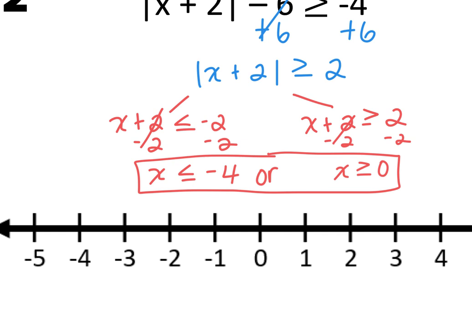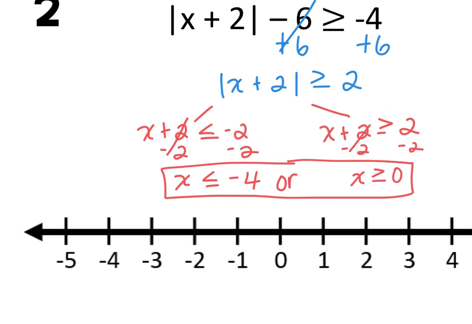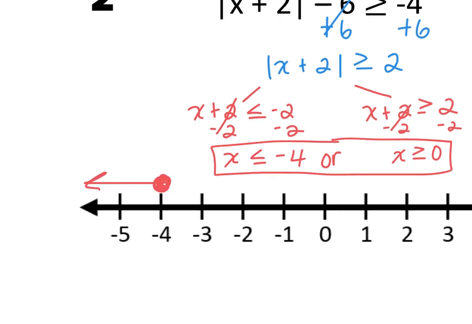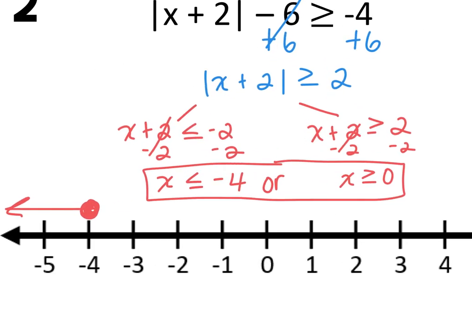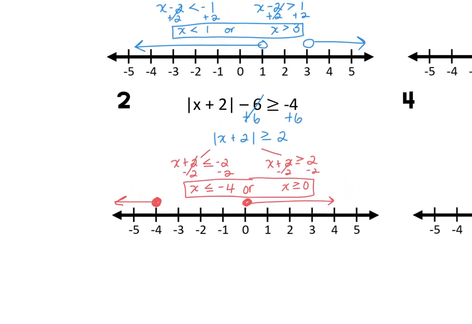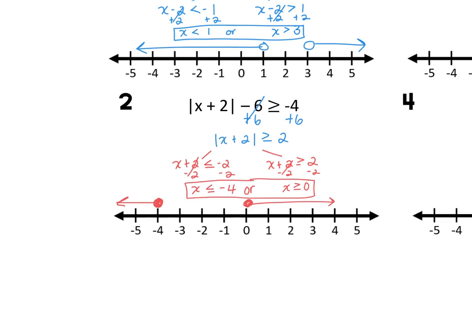When I go to graph this, on negative 4 I will have a closed circle, and I'll be shading to the left. And then on 0, I have a closed circle, and I'd be shading to the right. A greater than sign is like an or compound inequality, and it should graph apart. Cool? All right. Now let's flip over and look at the less than.